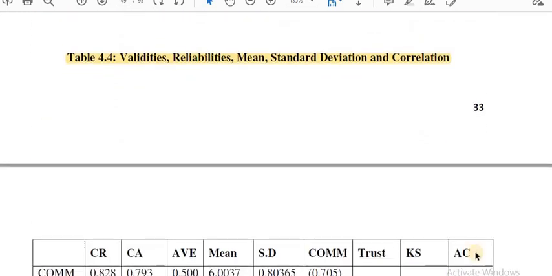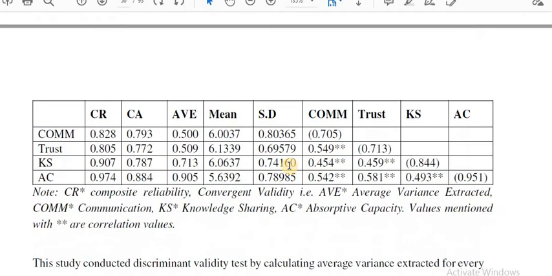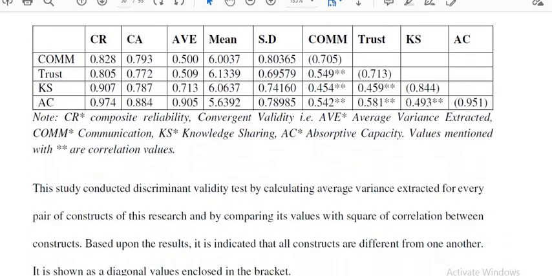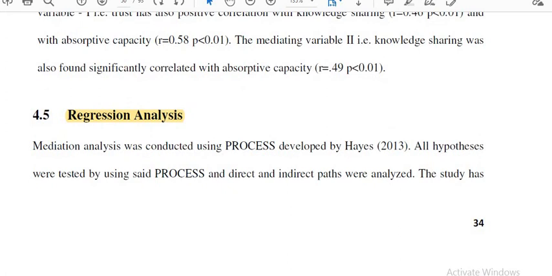Then I applied the test for validity and reliability, and this test I performed in the Gaskin statistical tool. This is the composite reliability, this is the Cronbach alpha, and this is the AVE, mean, standard deviation, and these are my variables, and these are the values of their correlation, and the values in brackets on the diagonals are the square roots of the AVEs. So this is the table showing the correlation and the reliability and the validity of the constructs. And then there is a regression analysis.